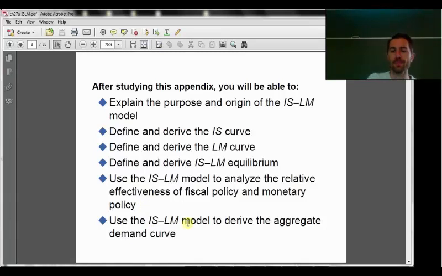Okay. Any questions at this stage? No? Okay.